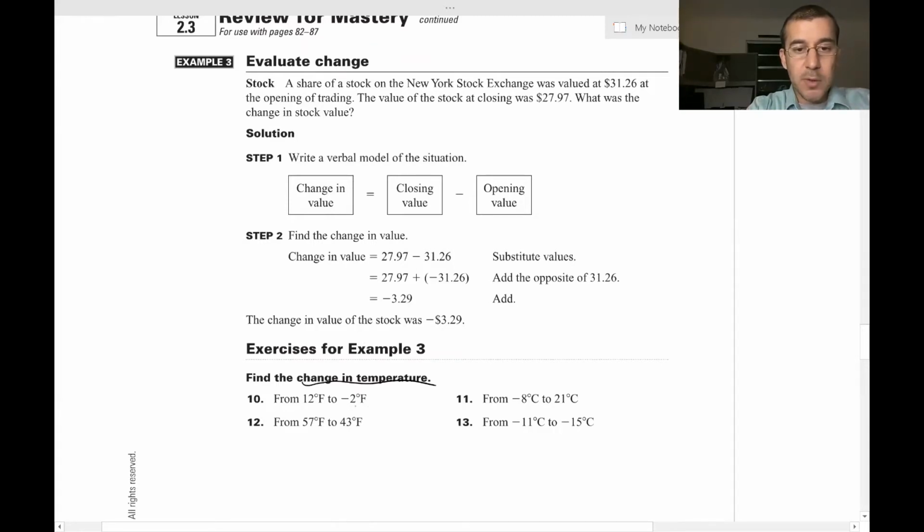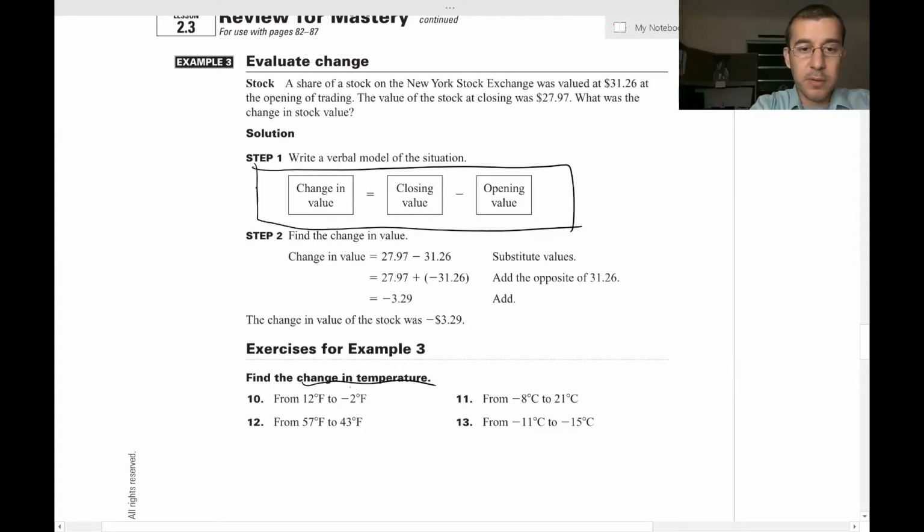And what we do here is, this is the formula we have to use. We have to find the change, and the change in value is the closing value minus the opening value. So this is the closing value, this is the opening value. So closing value minus 2, and then minus opening value, which is 12, or this is minus 14 Fahrenheit.